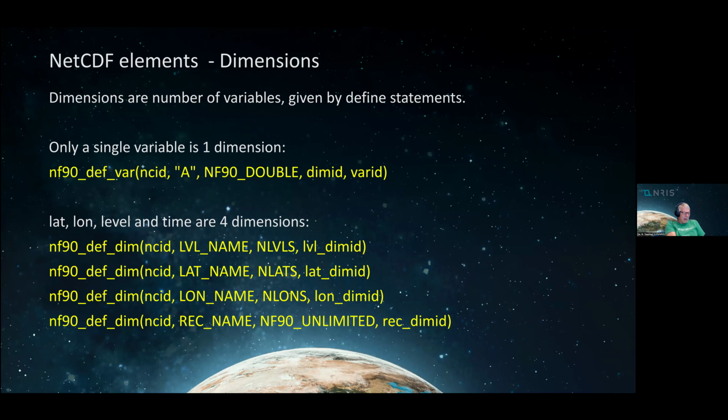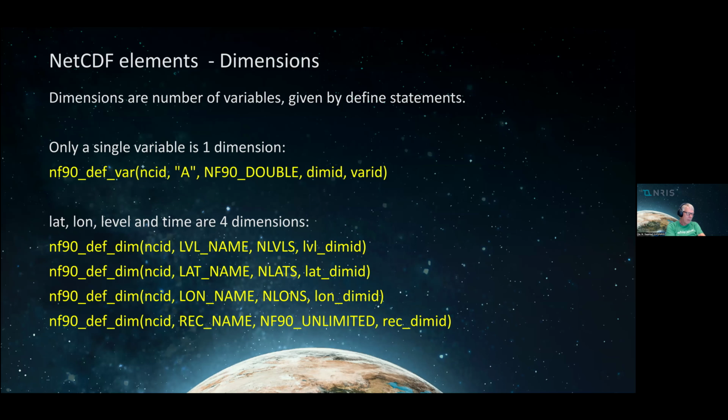So let's say we try to do lat, long and level, as I showed you on the globe with the grid. We have latitude and longitude and height, which is the level, and time, which makes four dimensions. So we define the name of the dimension, and we get the length of the dimension, NLVLS, and we get the dim ID back. The same goes for the latitude: the number of latitude points, and then an integer returned, the lat dim ID.